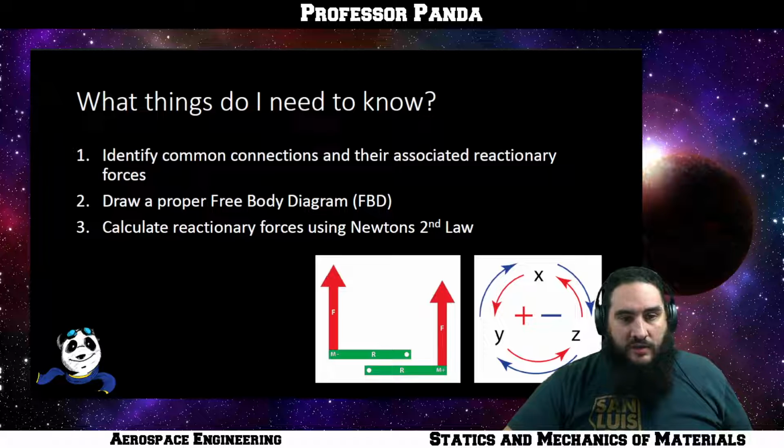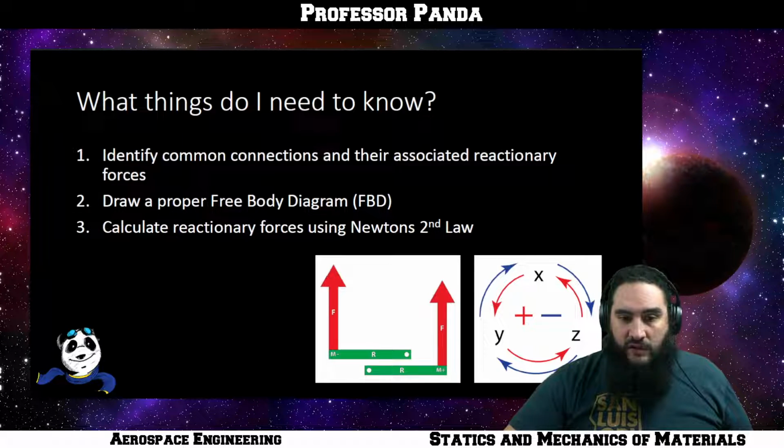We need to identify common connections and their associated reactionary forces. When we cut off the wall, the wheel, the pin, the joist, what is holding those two things together, essentially, is what we're asking. We also need to know how to draw a proper free body diagram. So all the reactionary forces, any of the lengths, any of the measurements, and the body itself need to be included in a free body diagram. And last but not least, we need to be able to calculate our reactionary forces using Newton's second law. So some of the forces in the X, the Y, and some of the moments about any point we like.